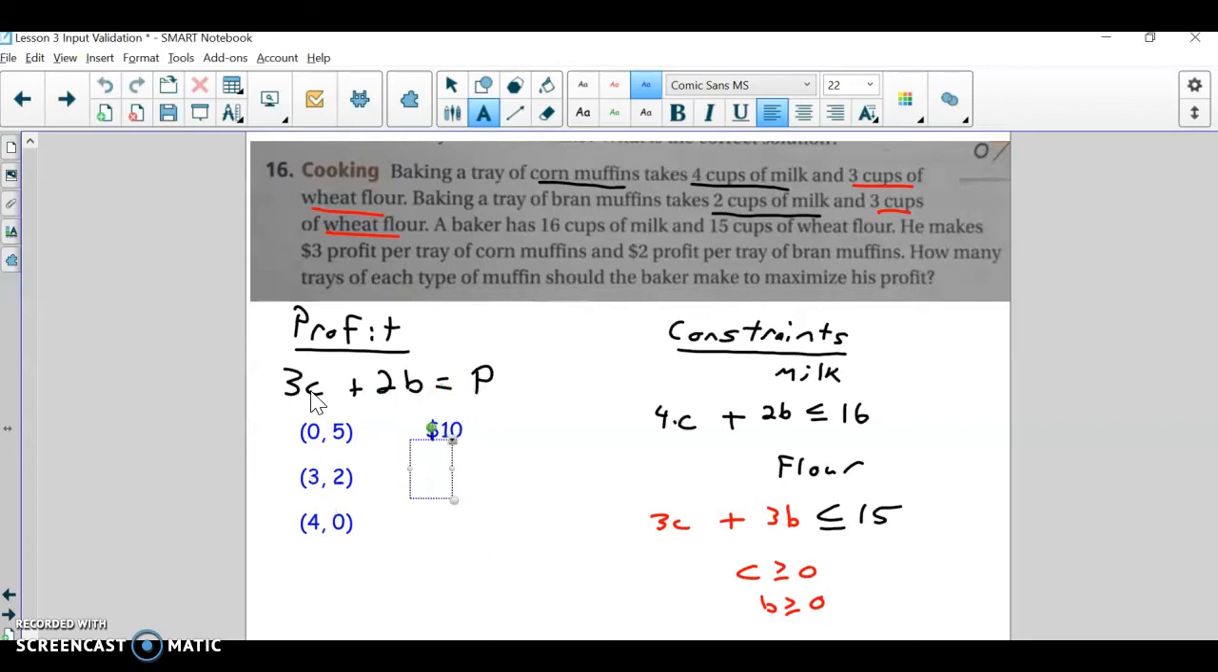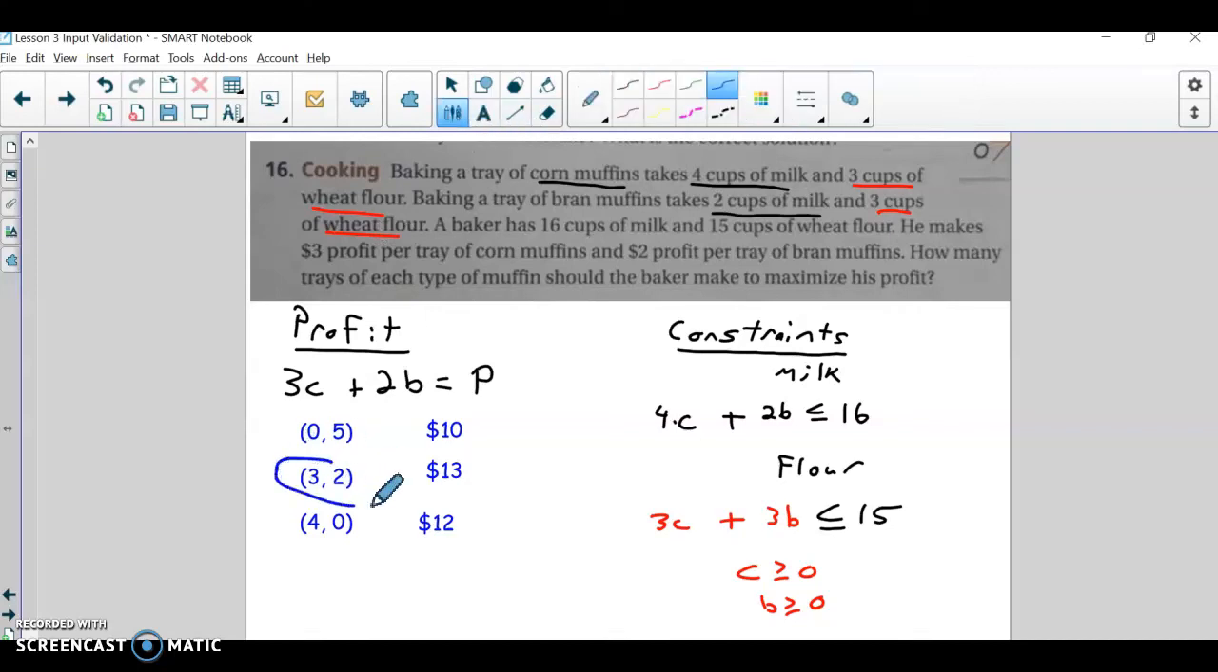Okay, and then if we did this one, 3 times 3 plus 2 times 2, so that would be, let's see, 9 plus 4, so I think that'd be $13, right? And then all corn muffins would be just $12 because you'd have 4 times 3 would be 12. Okay, so again, our answer is going to be to maximize profit, we need to do 3 corn muffins and 2 bran muffins. That'll get us a profit of 13.